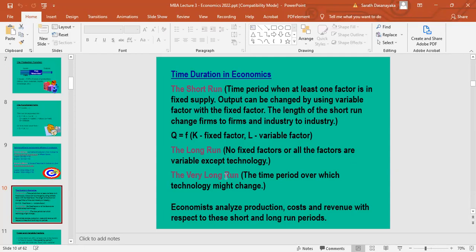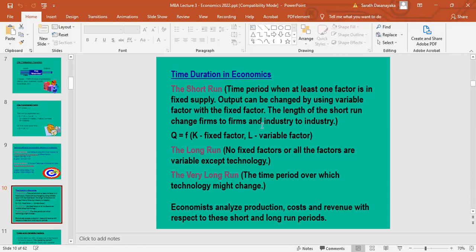Then you can see Q is a function of K and L. K is a fixed factor, capital, and the variable factor is labor. If labor is going up and down, what is going to happen to Q? That is the analysis we are going to do with you. And this is the short run situation. Short run means at least one factor is in fixed supply. Only one factor is changing, that is the variable factor. If that's changing, what is going to happen to the production? That was our idea. Based on that, we are taking so many curves and doing so many analyses.